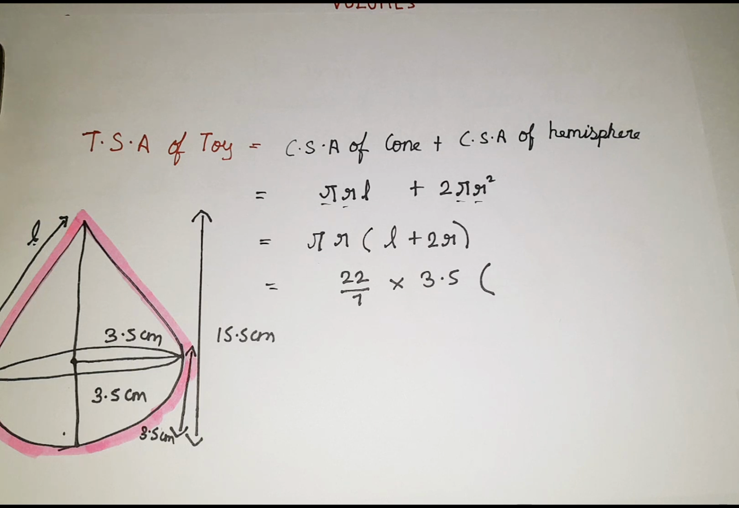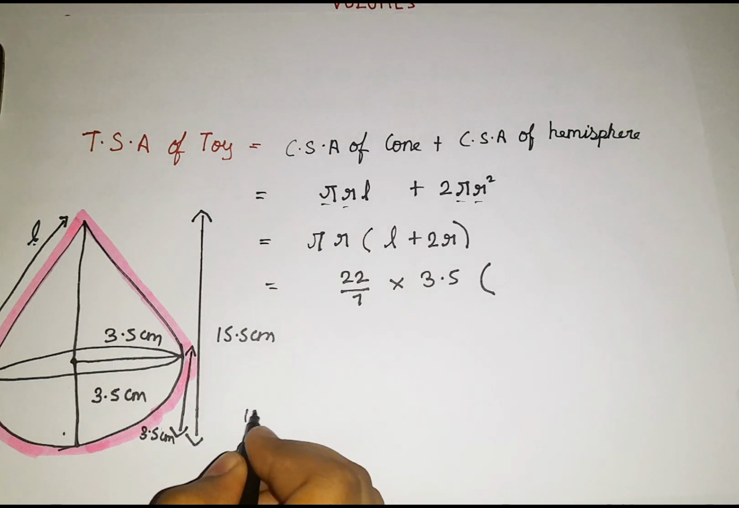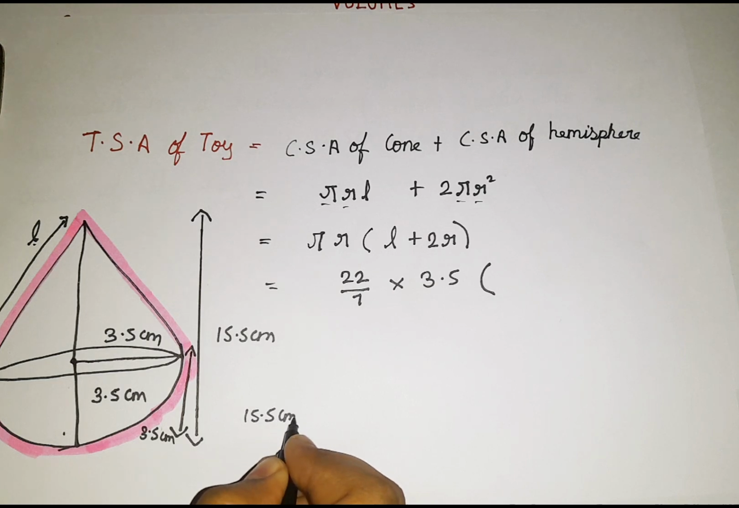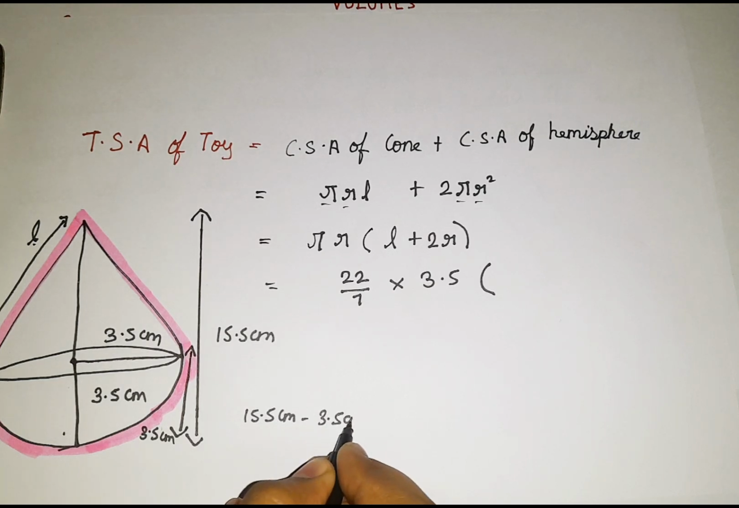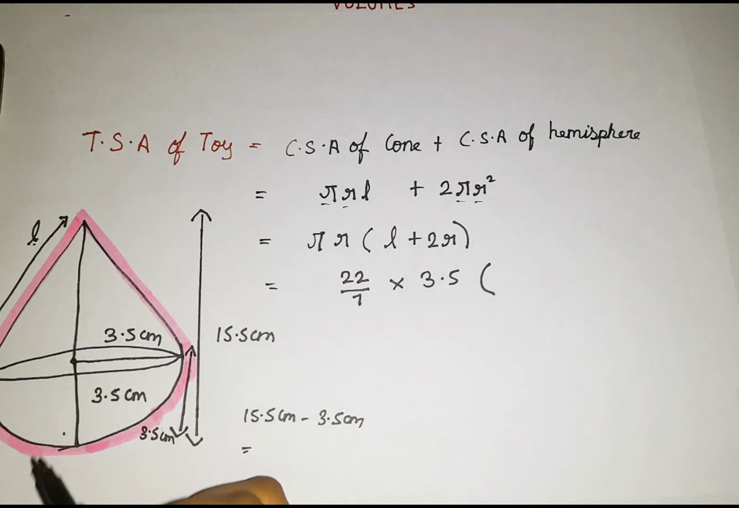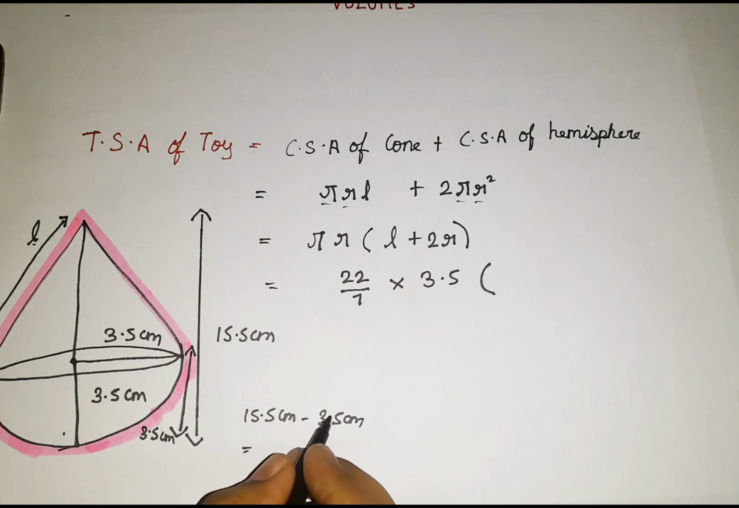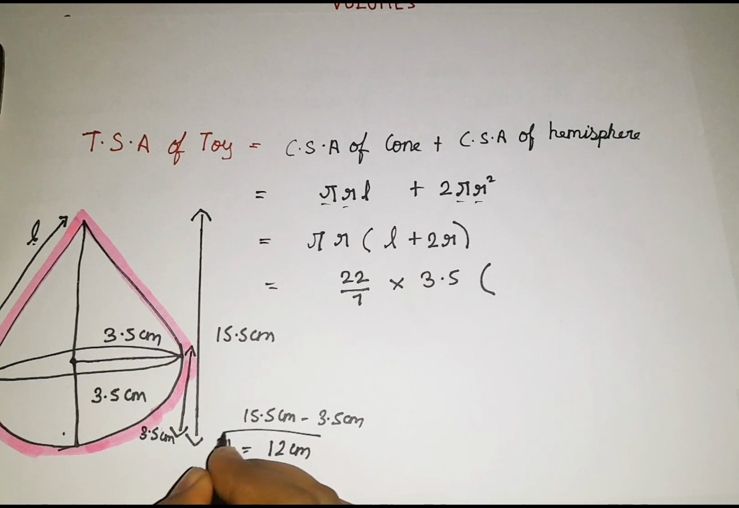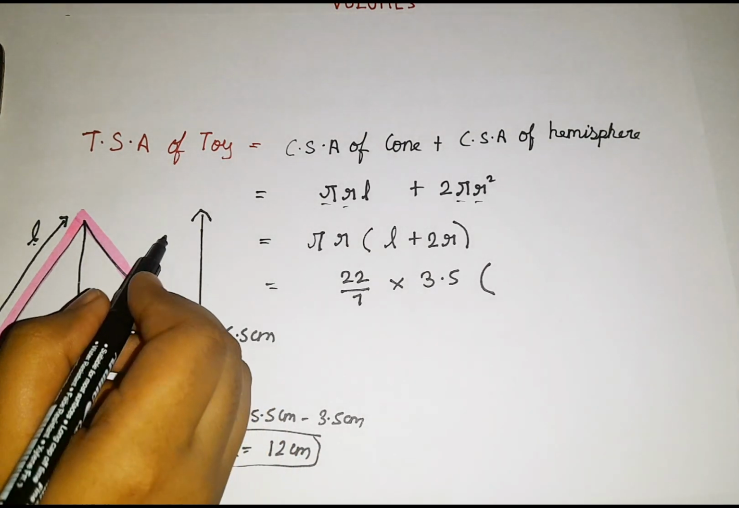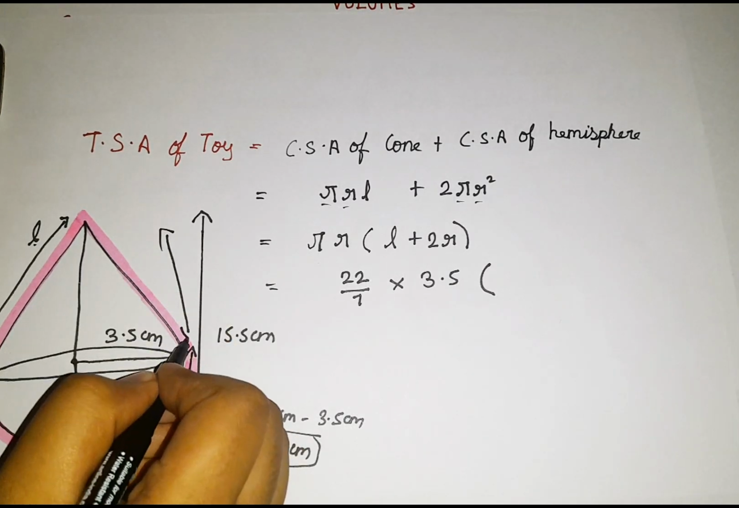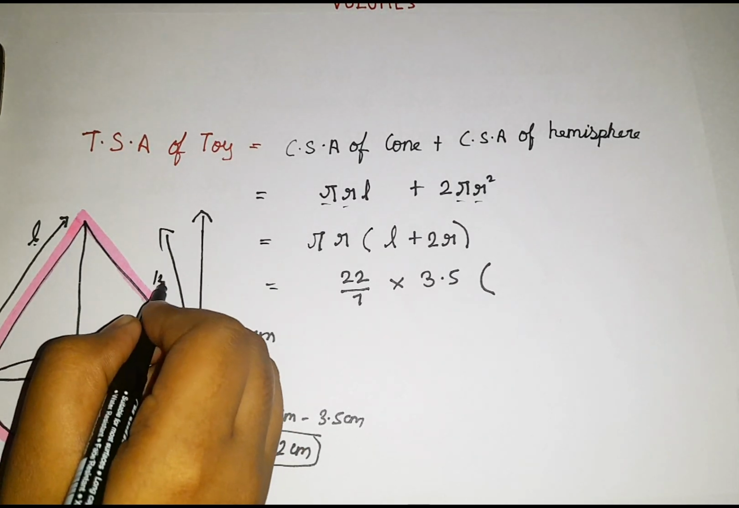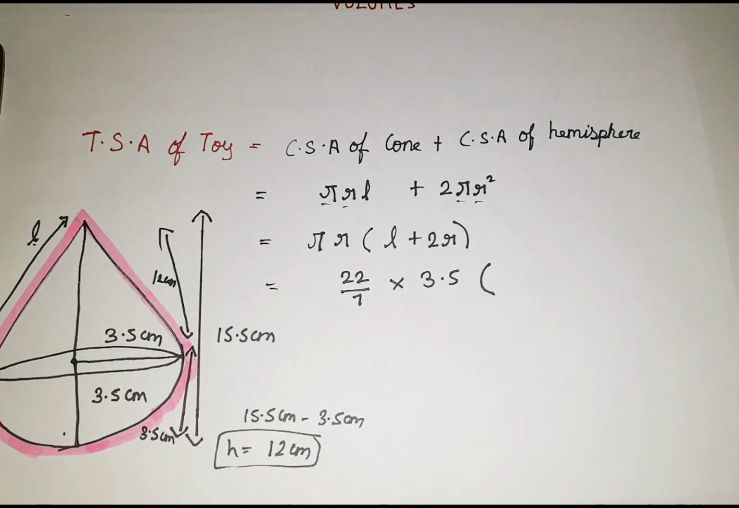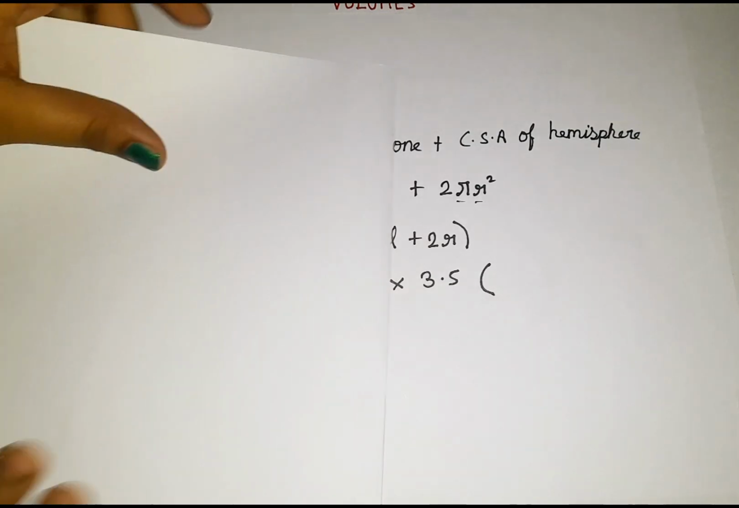Now if I subtract 15.5 centimeter minus 3.5 centimeter, I'll be able to find the height. Am I right? When I minus 15.5 and 3.5, I get 12 centimeter. So this is the height of the cone. The height of the cone is 12 centimeter. I hope you guys can understand it. If you don't understand, no worries.